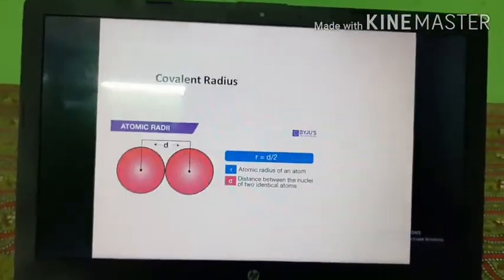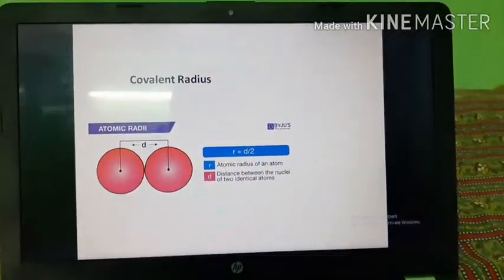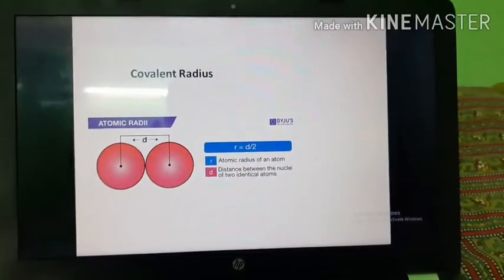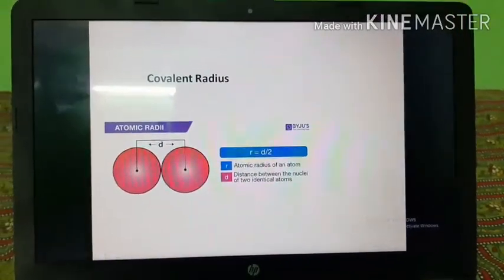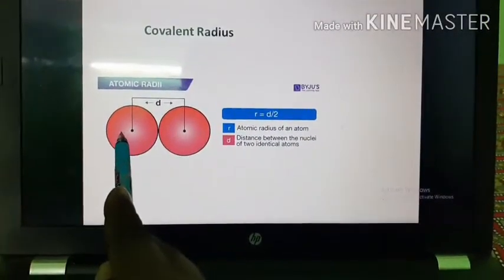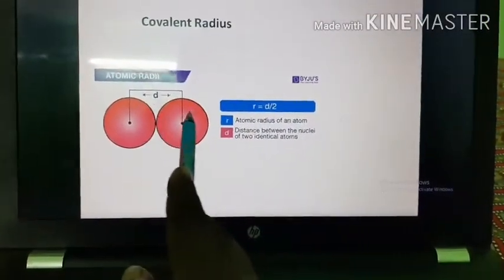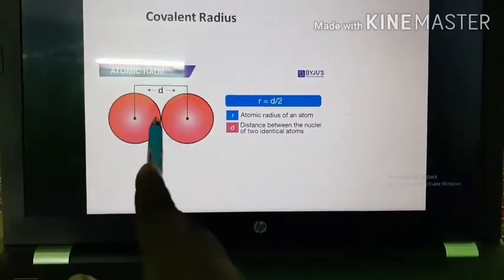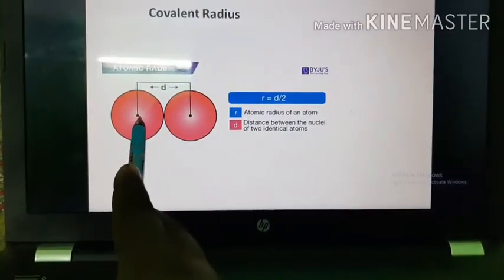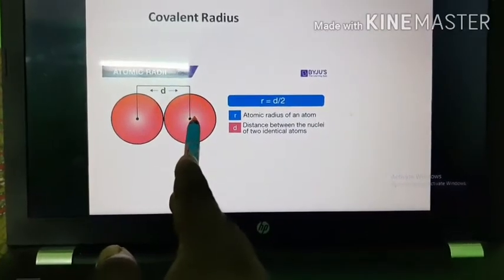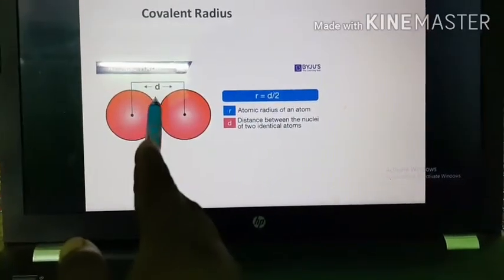So, what is the covalent radius? Covalent radius means when two atoms remain covalently bonded, then half of the internuclear distance is known as the covalent radius. Suppose this is one atom and this is another atom, although it's not sure that they have merged here, but when a covalent bond forms, it will merge with this atom. Now if we consider this is one nucleus and this is another nucleus, then the distance d divided by 2 would be the covalent radius.